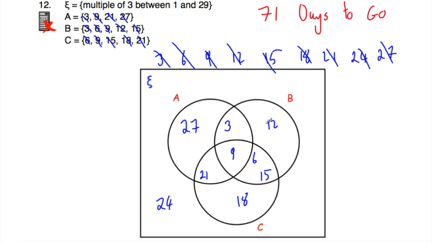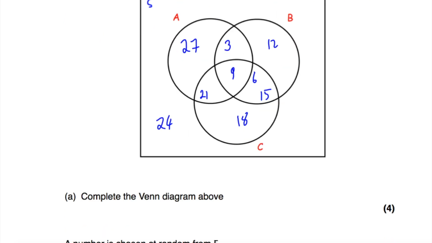So let's just check 1, 2, 3, 4, 5, 6, 7, 8, 9. 1, 2, 3, 4, 5, 6, 7, 8, 9 numbers. So that's right. Okay, part B.